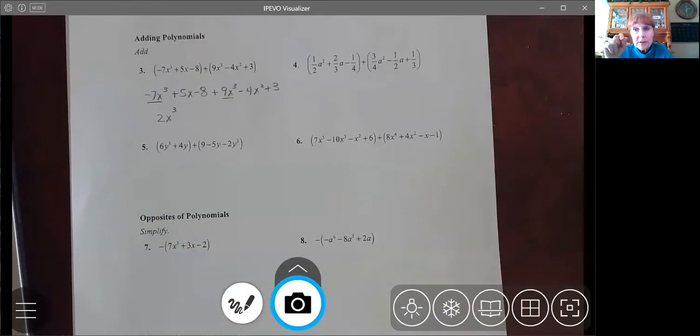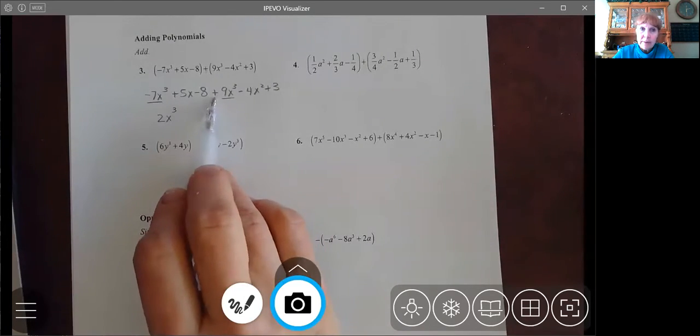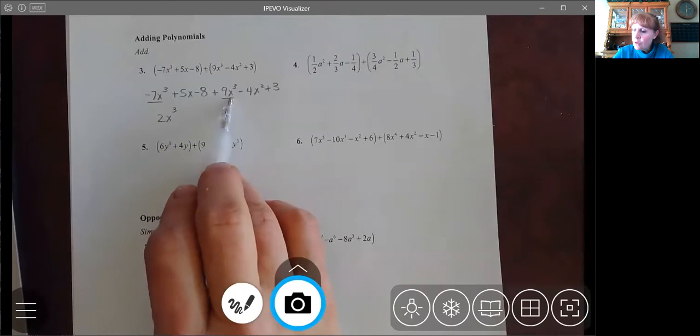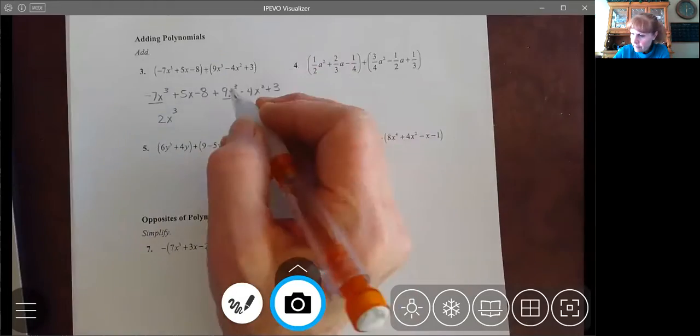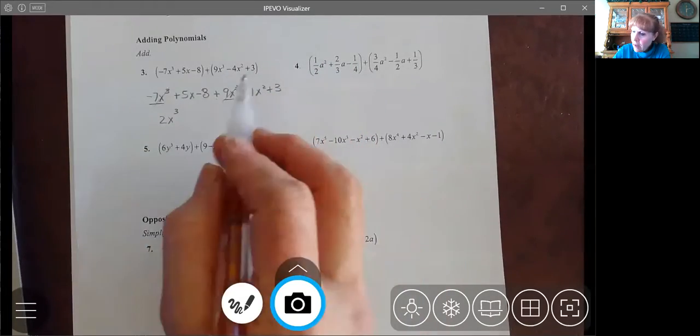Notice it's not x to the 6th. We only add exponents when you're multiplying the bases. We're not multiplying, we're adding bases. So you don't do anything with the exponent. So kind of watch that. So done.